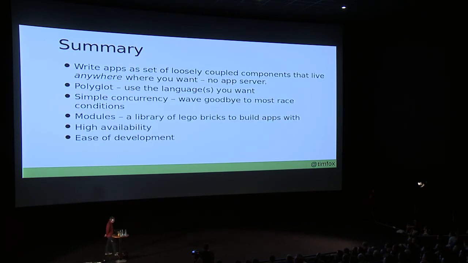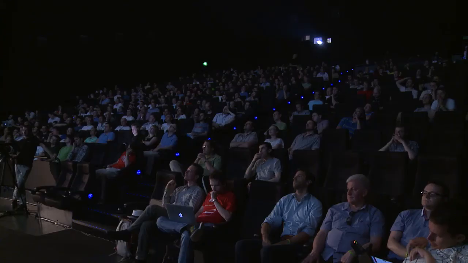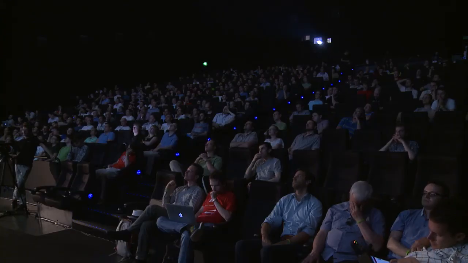Okay, so that's pretty much it. Let me summarize where we're going with this. The Vertex vision is moving away from the application server model and moving to this idea: you can write your application as a set of loosely coupled components, maybe written in different languages. It's completely up to you. Maybe you have different teams who want to work on different languages. Maybe you want to use the right tool for the right job. You can do that with Vertex.